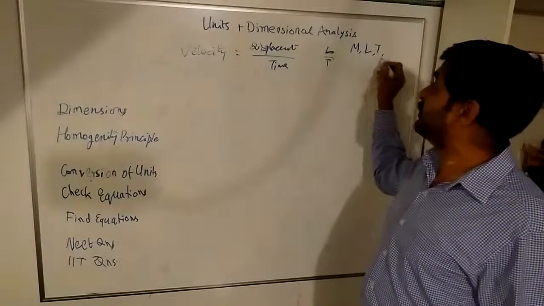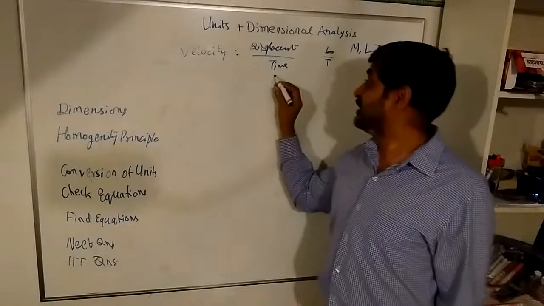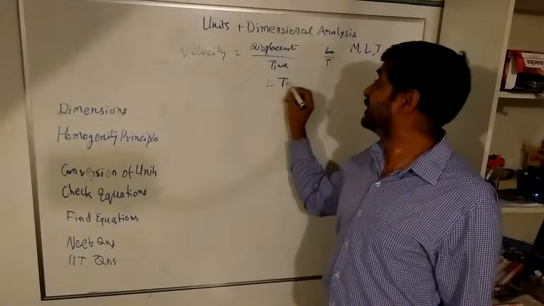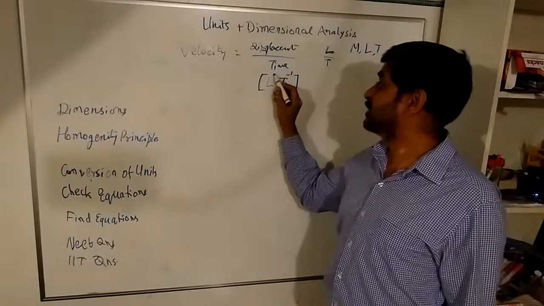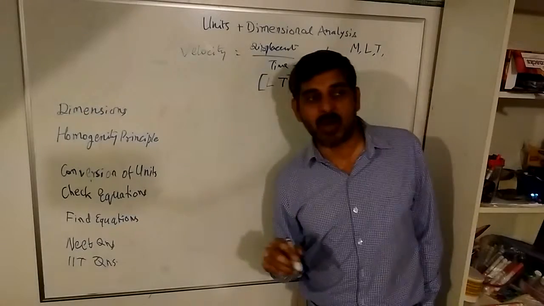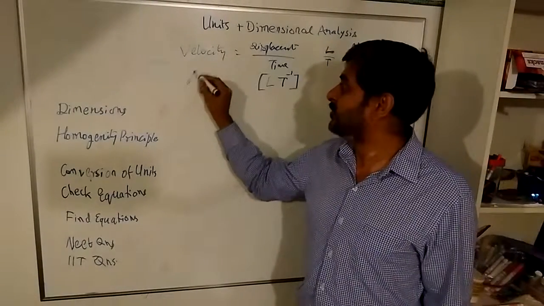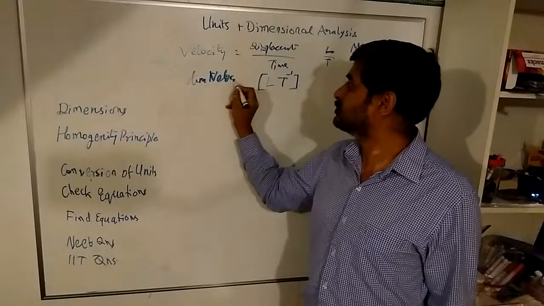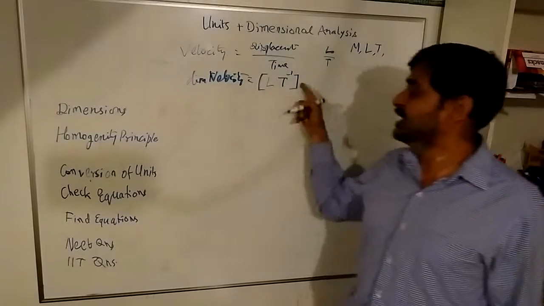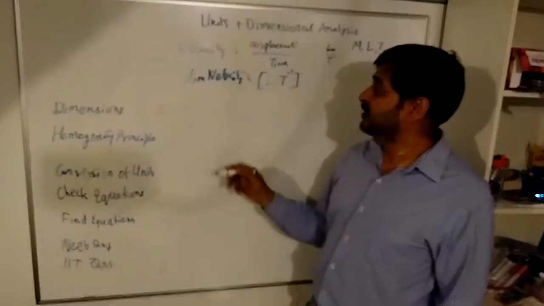So for example, velocity we can represent in terms of L and T, and we write it as L and T to the power -1, enclosed in brackets. The powers of L and T are basically the dimension of velocity. The dimension of velocity is [LT^-1]. In the same way, we can write down the dimensions of everything else.